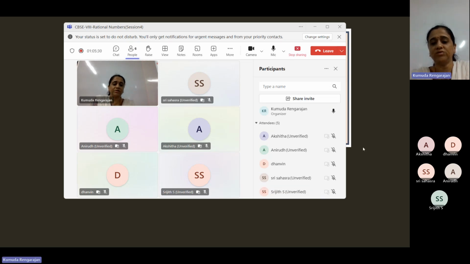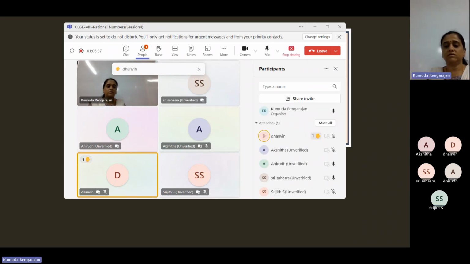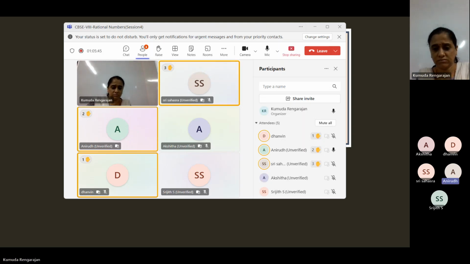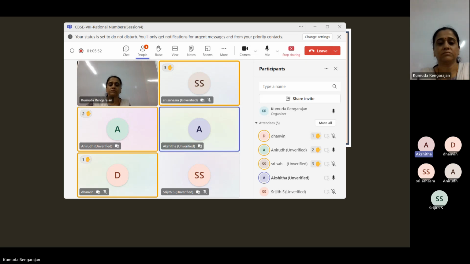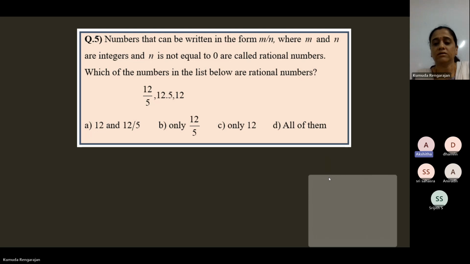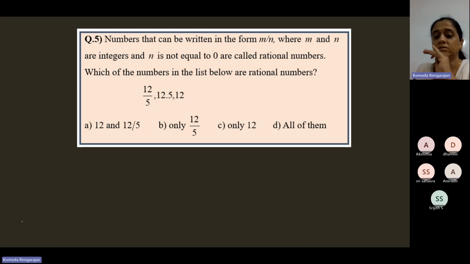Online children, use the emoji, raise your hand. Ma'am, 12 and 12 by 5. Danvin, Anirudh, Sahasra, Akshita, are you there? Srijit and Akshita? 12 by 5. Okay, fine. 12 and 12 by 5. Okay, that's your option, Anirudh. Others?